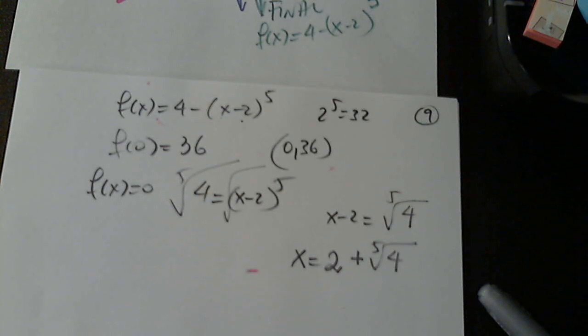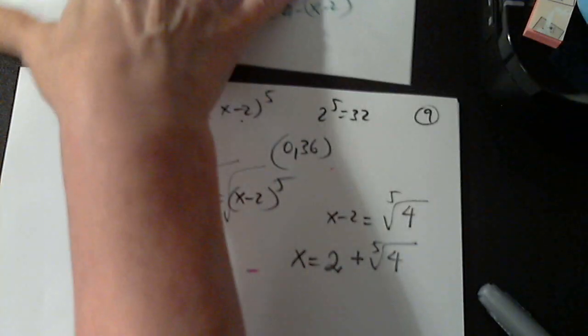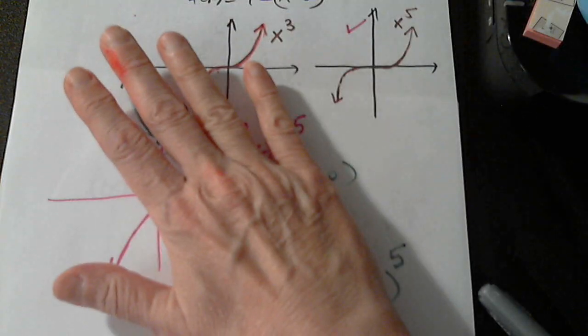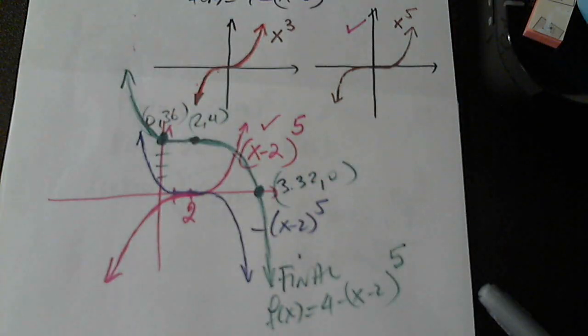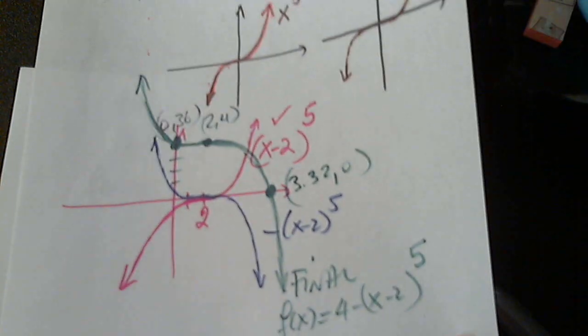Okay, so right here, this is (0, 36). Right here, this is (3.32, 0). It doesn't look like it's the same, but it is absolutely the same because the scales are different. So that's the use of transformations. Not to get a perfect graph, but to get a perfect shape, and quickly. Determine the shape quickly. Any questions?